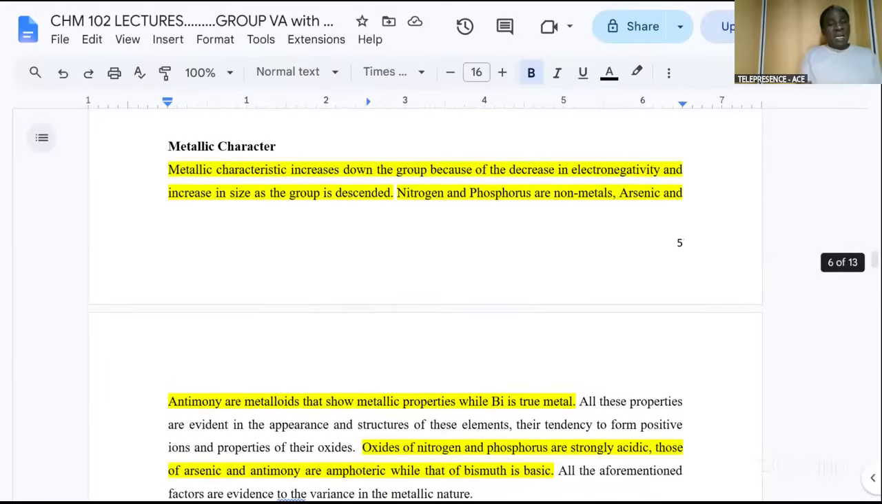Metallic character increases down the group. You all know that. And there's always a decrease in electronegativity because the size is what? Increasing. Well, as usual, the first two members of the group are not real metals. Obviously nitrogen is a gas. We're now saying that nitrogen and phosphorus are what? Non-metals. You will see that when we're talking about the types of allotropes of phosphorus, we told you that some of them exist in the gaseous state.